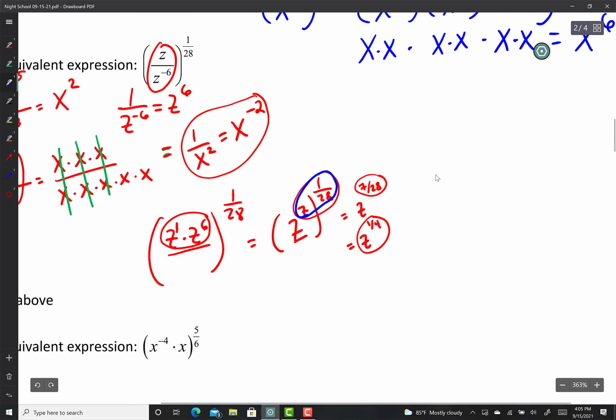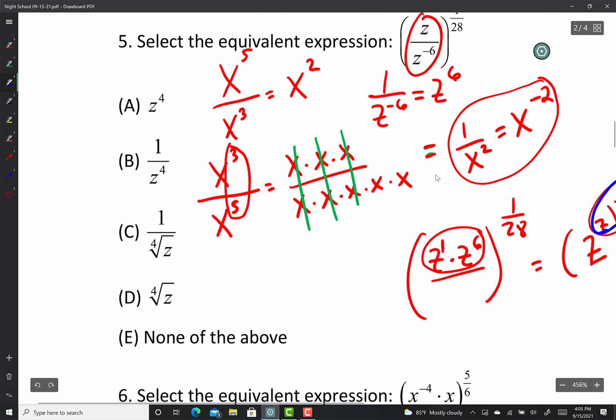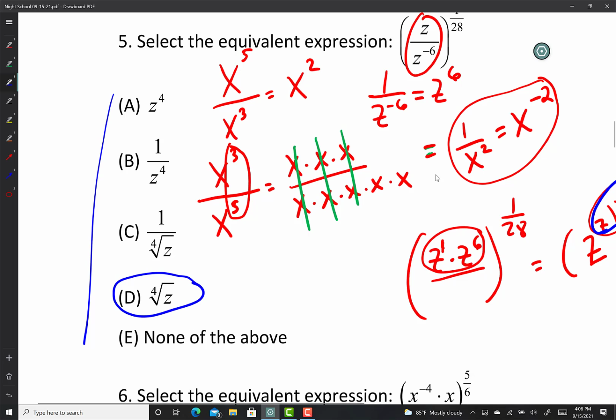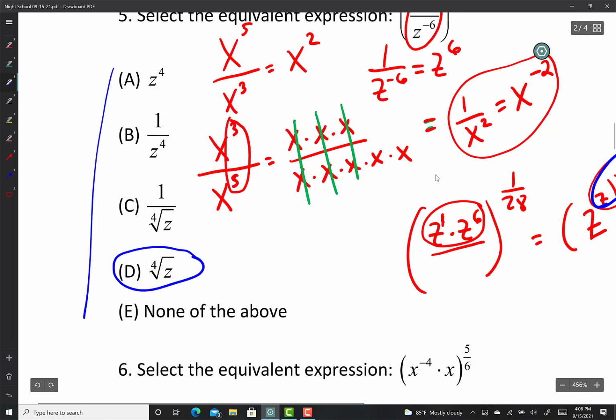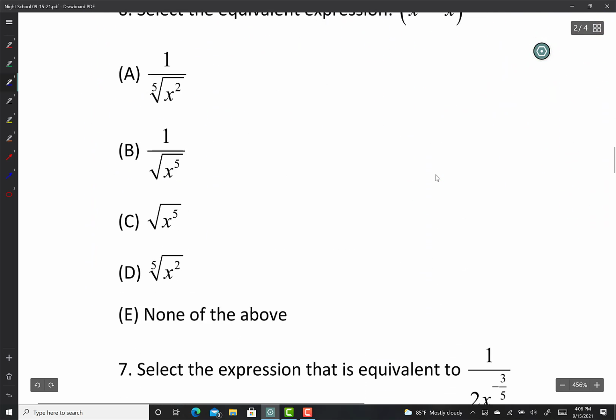So now, I got to look. Which one of these is z to the 1/4? Yeah, D, guys. Remember the 4th, the denominator, was your root number. Cool or not cool? Yeah, see, so hopefully your ACT scores are going up. Is this good stuff or no? Okay, because I don't want to waste y'all's time, guys.